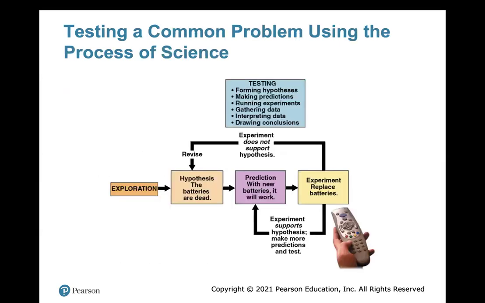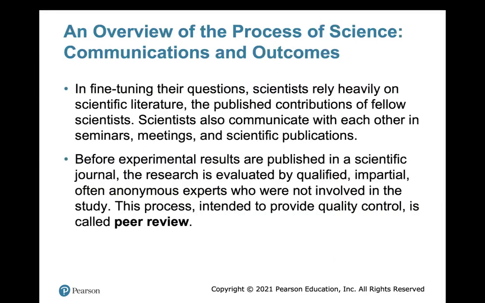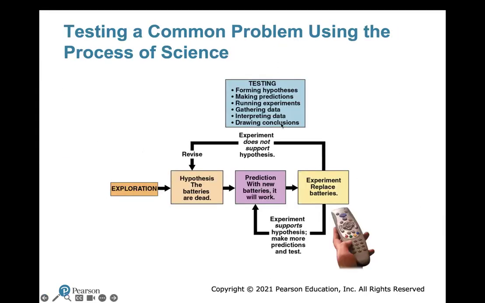So here we have the testing of a common problem using this process of science, or the scientific method. And we're going to go over some of these steps here. We'll go over exploring, testing, forming a hypothesis, making a prediction, running experiments, gathering data, interpreting that data, and then drawing conclusions. If this experiment does not support the hypothesis, we will revise the hypothesis, predict with a new hypothesis, and then experiment again.